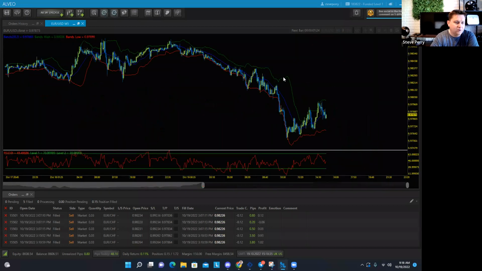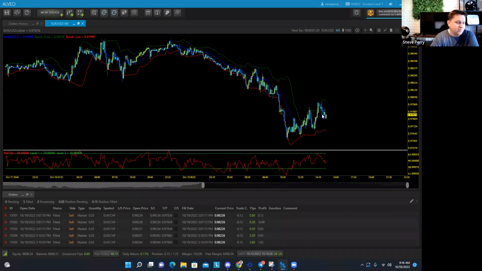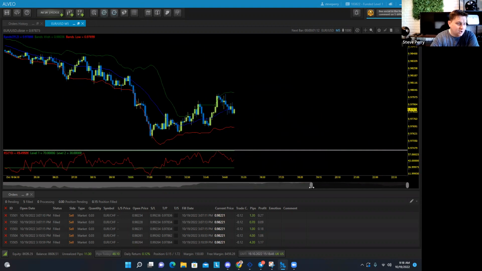Okay, euro dollar. It's just sitting in the middle. There's no news. I mean, I don't blame it. There's really no opportunity on the euro dollar today so far. If it breaks up to here or comes down to here, there could be an end of hour euro dollar opportunity, and that could be awesome.